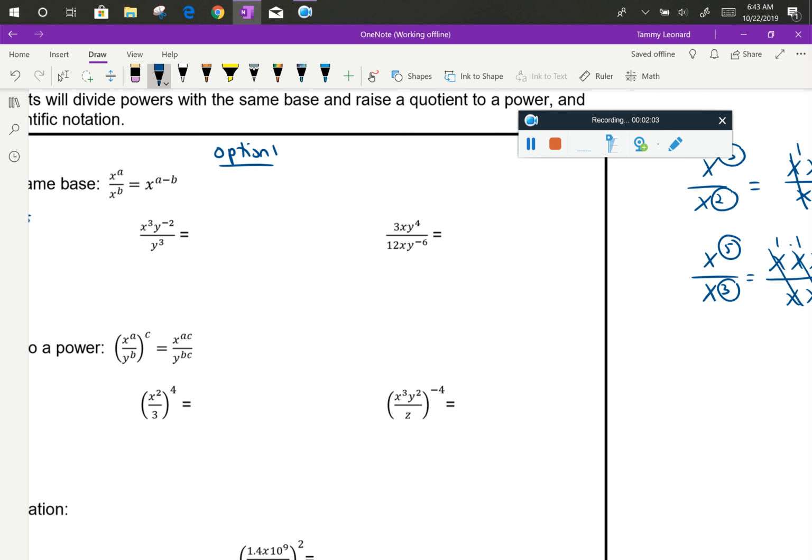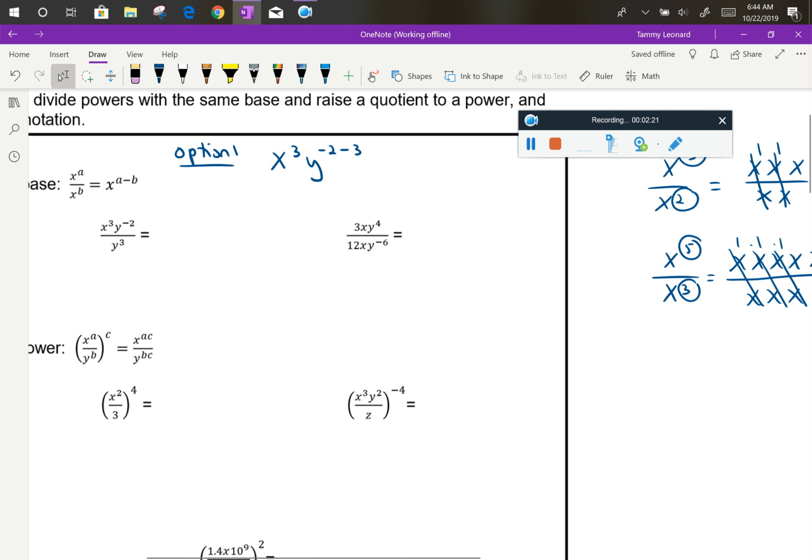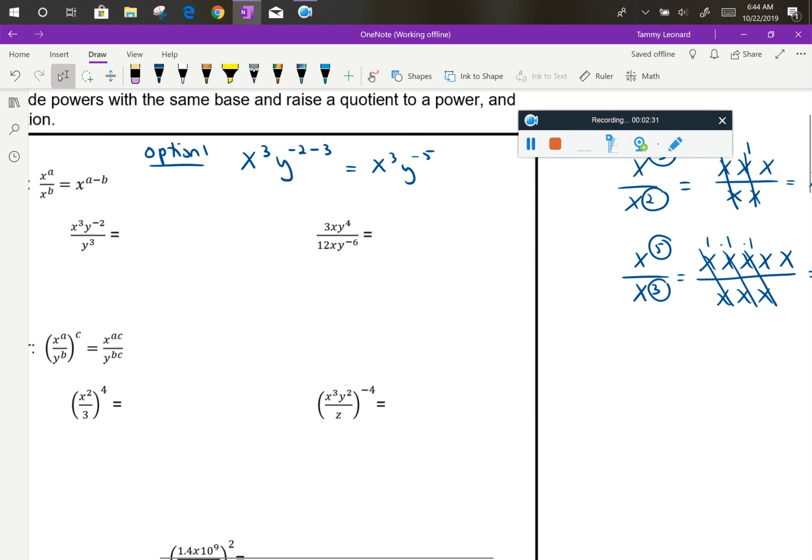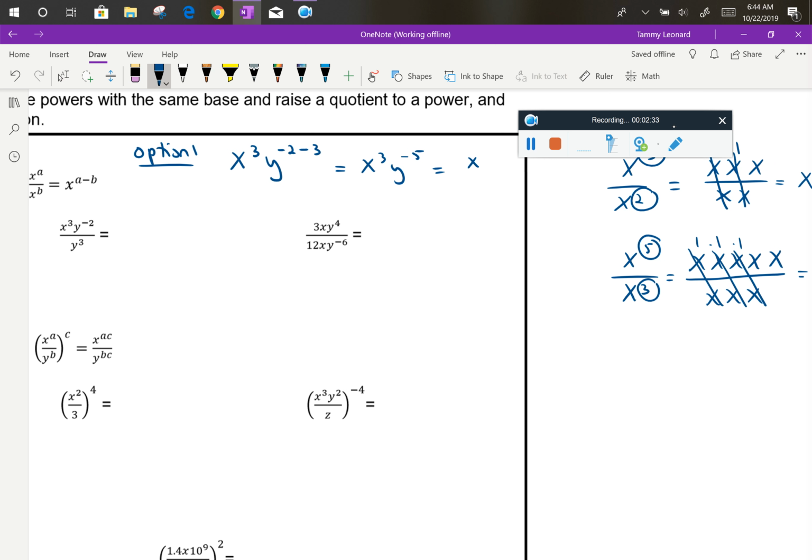In option 1, we say, all right, there's an x in the top, but not an x in the bottom. So there's nothing for x to do. There's a y in the top, that's y to the negative 2nd, and that's got to subtract the power from the bottom, so that's y to the negative 2 minus 3. This would simplify to x cubed times y to the negative 5th, and just as we've done in previous lessons, we know that we cannot leave a negative exponent in our answer, so we're going to have x cubed divided by y to the 5th. So that's one way to get to your possible response.